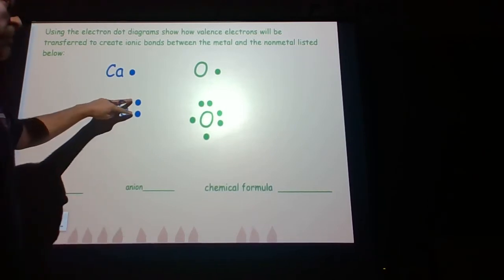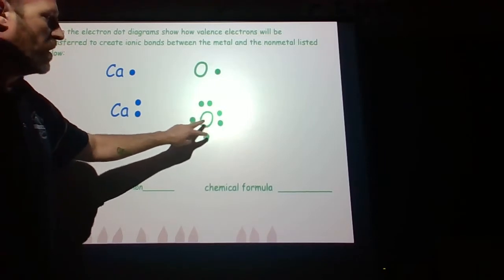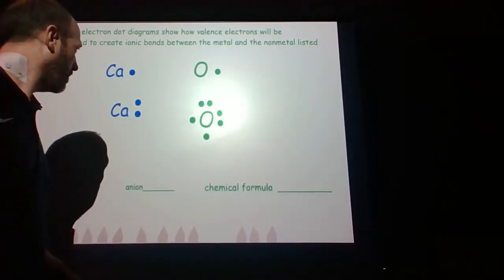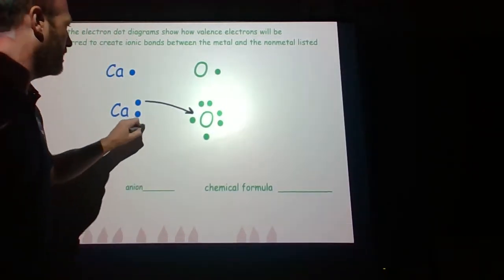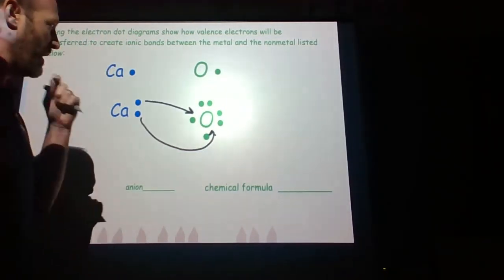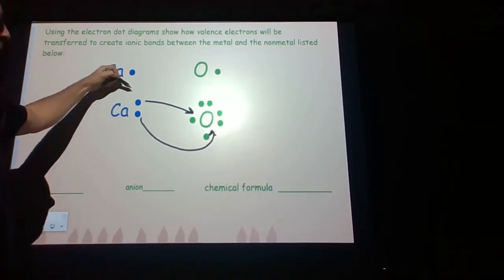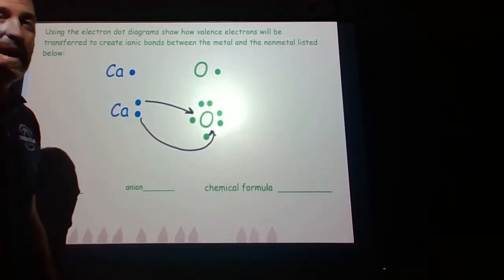How many does calcium want to lose? 2. How many does oxygen need to gain? How many open spots does it have? It's 2. So we go zoom. We go to that open spot, zoom. We go to that open spot. Now, did the metal lose what it needs to? Is the non-metal filled? Those are the questions you always have to ask to know you're done.